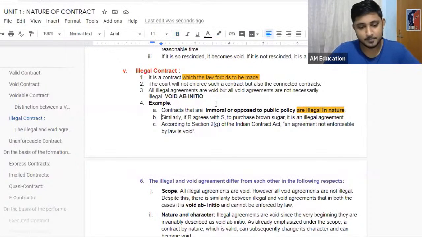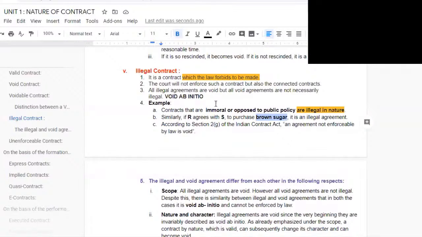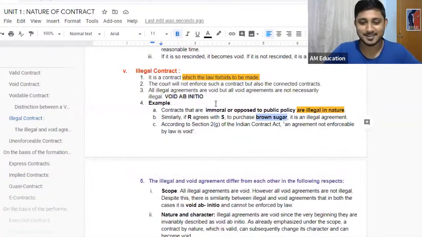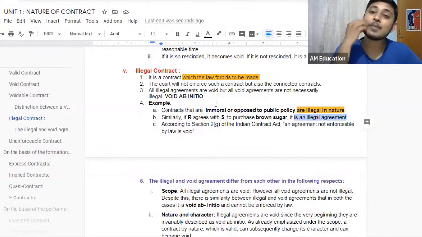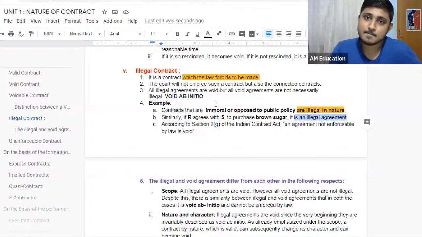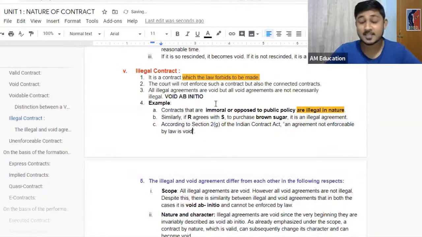Similarly, check this out. If R agrees with S to purchase brown sugar, one of the illegal items, Bhavani said, I guess. Who said brown sugar? Navya, sir. Navya, congratulations. Your example has been used. So if R agrees with S to purchase brown sugar, it is an illegal agreement, because you remember every agreement is a contract made with free consent by parties competent to contract with a legal objective. Is the objective of an agreement to deal with brown sugar legal? No, so it is an illegal agreement. According to Section 2(g) of the Indian Contract Act, an agreement not enforceable by law is void. That we know, no? That is an illegal contract.